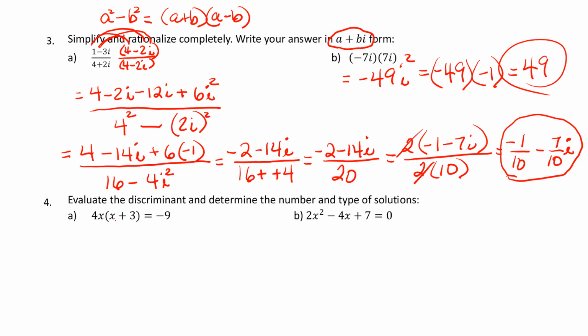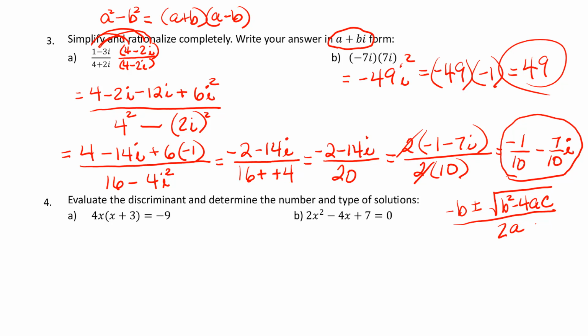Down here on the bottom, we want to evaluate the discriminant and determine the number and type of solutions. First of all, let's look at the quadratic formula, which is -b plus or minus the square root of b squared minus 4ac, all over 2a. If you haven't memorized this, you have to memorize it. There's just no other way to deal with the situation. You're going to have to memorize it.